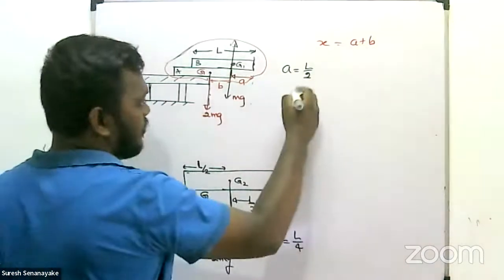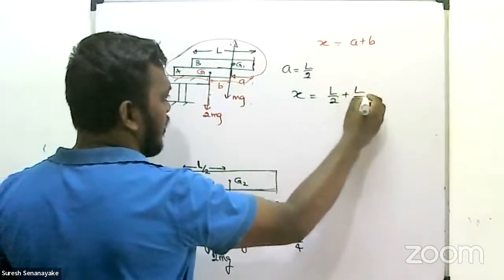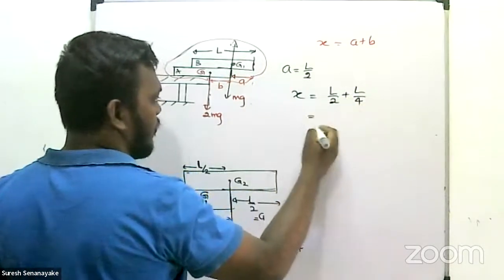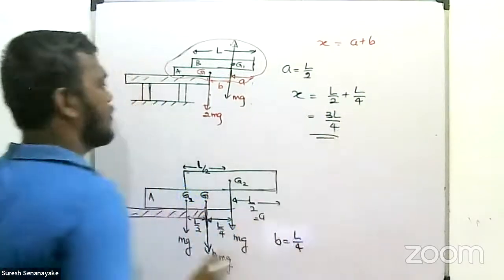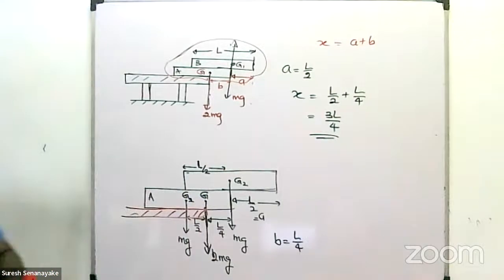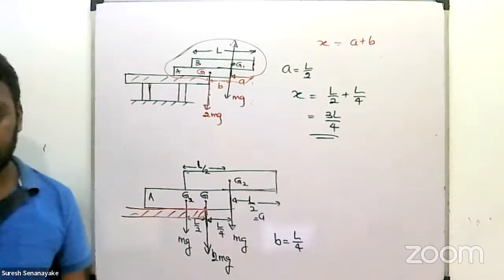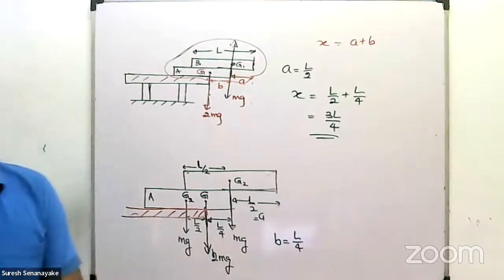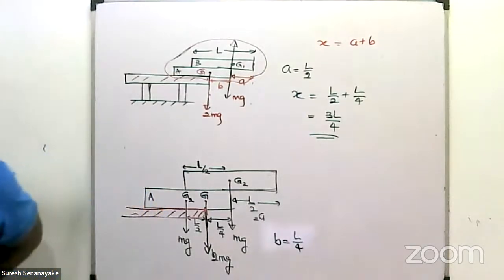So X equals L over 2 plus L over 4 plus L over 6, and so on. At the maximum distance, you can take the blocks out. Is it clear or not? Tell me if you want me to explain again.